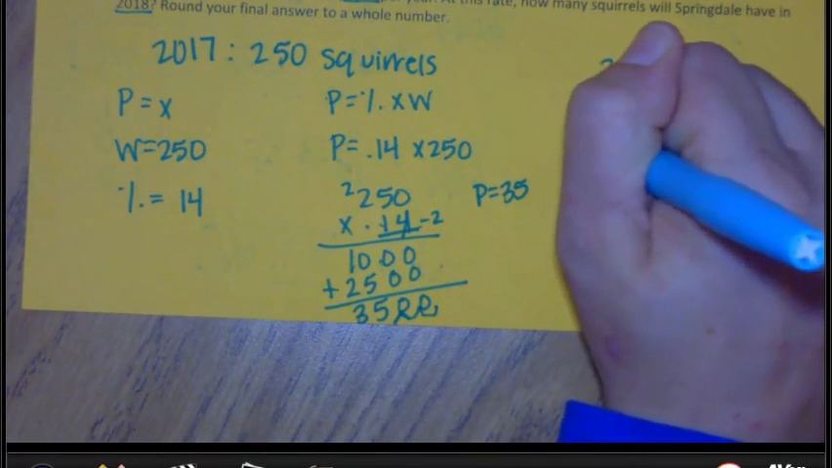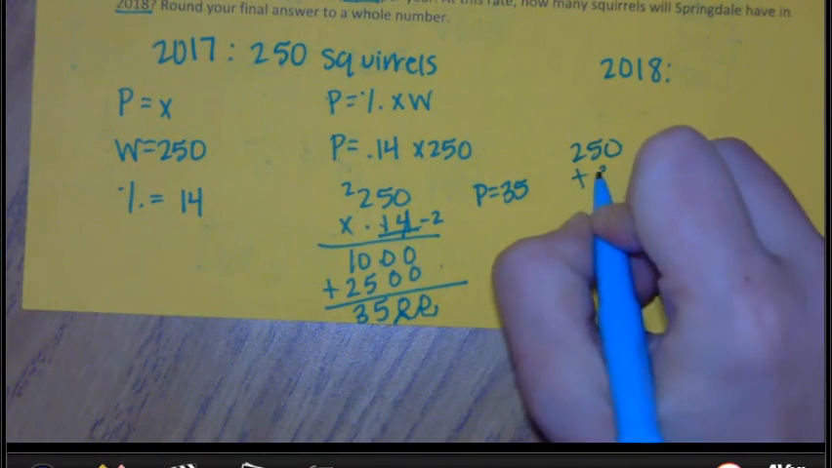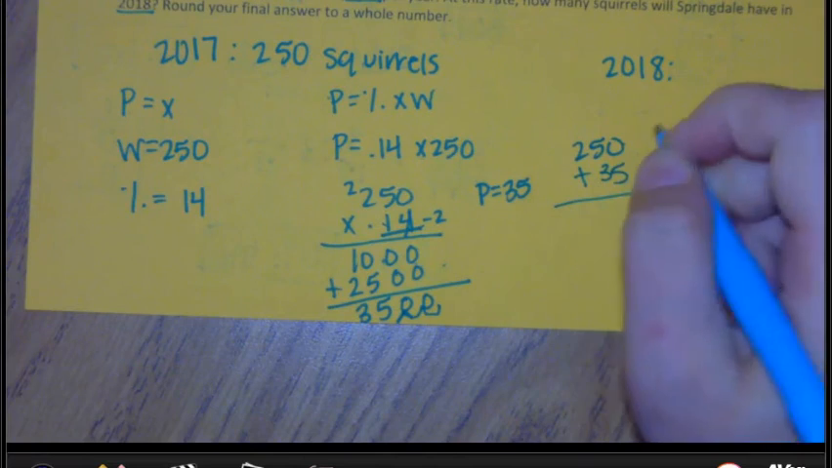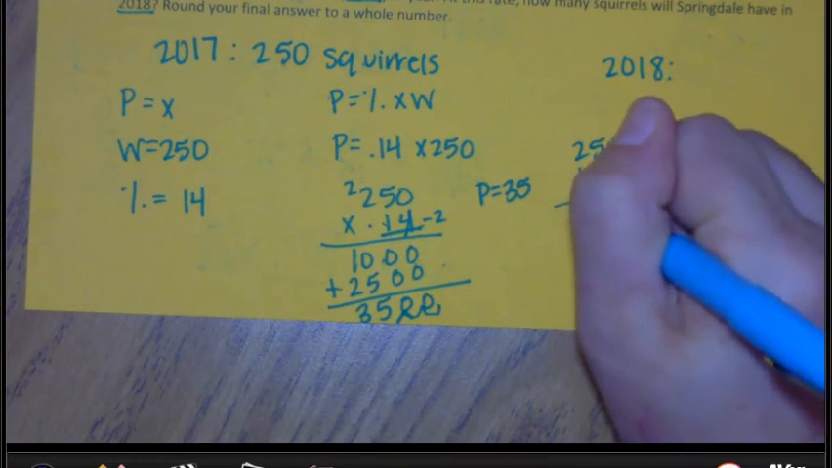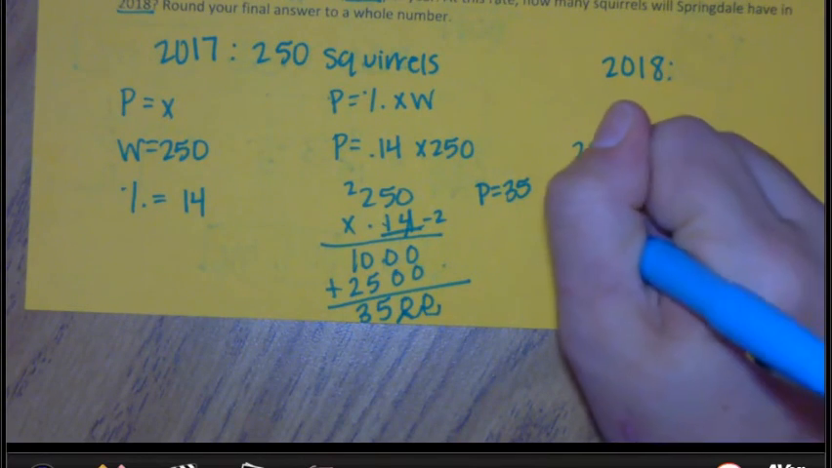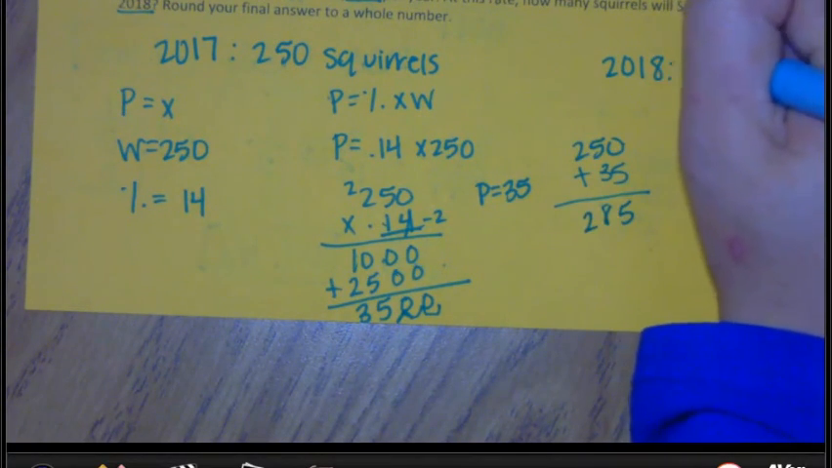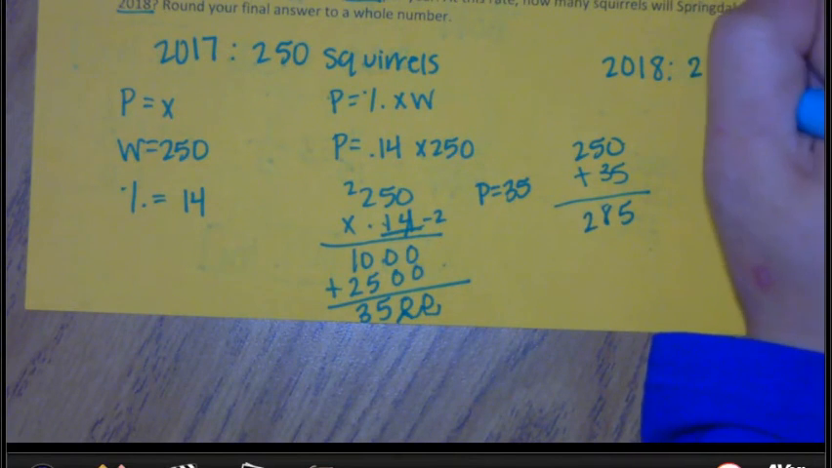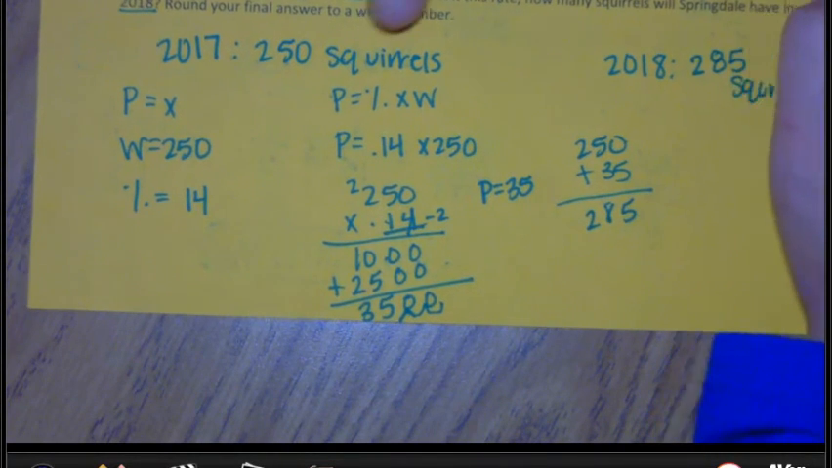So I'm going to do 250 plus 35. 5 and 0 is 5. 5 plus 3 is 8. And then 2. So in 2018, you have 285 squirrels.